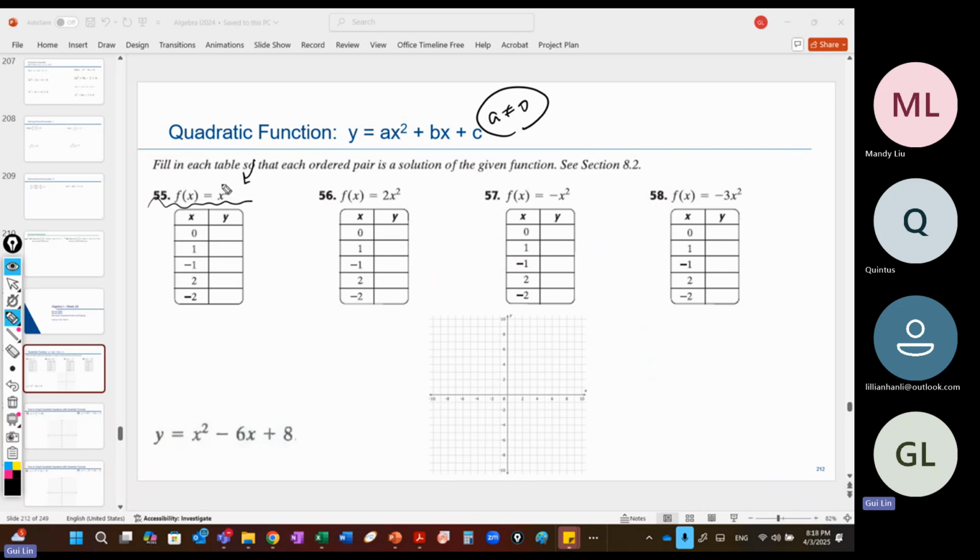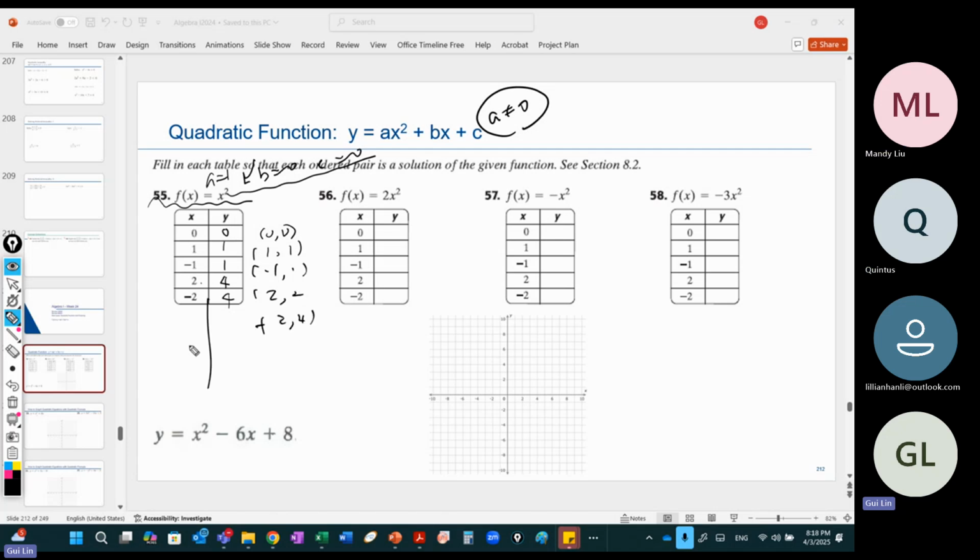Suppose this one is a equals 1, b equals 0, c equals 0. So when x equals 0, y equals 0, right? When x equals 1, y equals 1. When x equals -1, y also equals 1. When x equals 2, y equals 4. -2, also 4. So actually this is a dot. And 2, 4. And -2, 4.